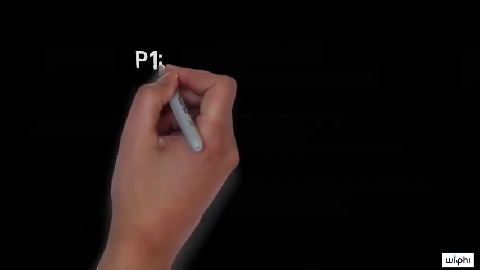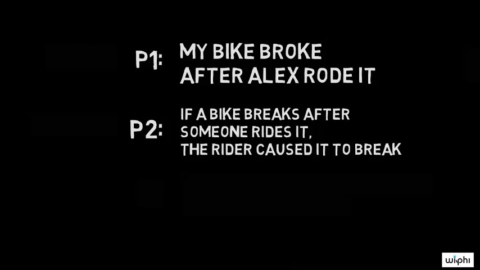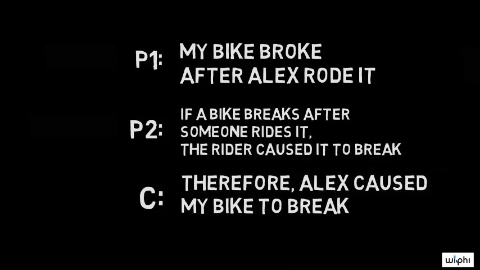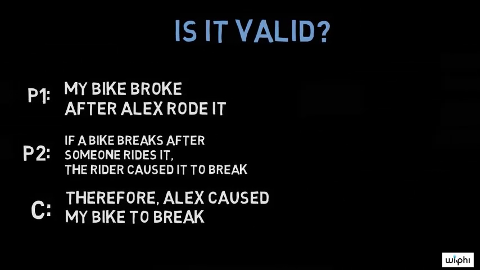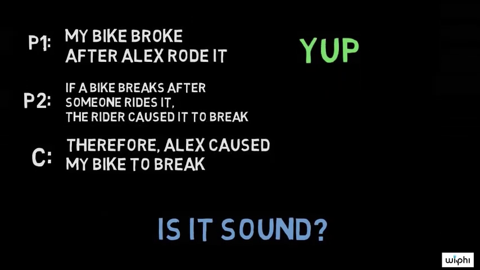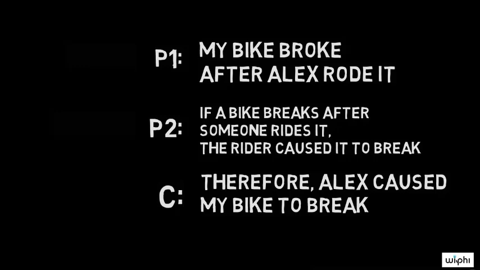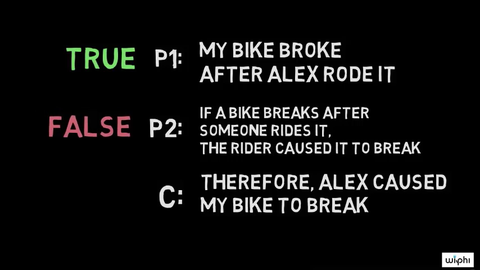Let's take another stab at my argument. Premise 1. My bike broke after Alex rode it. Premise 2. If a bike breaks after someone rides it, the rider caused it to break. Conclusion. Therefore, Alex caused my bike to break. Is this argument valid? Yes. But wait, is it sound? Let's check. Is premise 1 true? Yes. Is premise 2 true? No. Plenty of bikes break without the rider causing it.